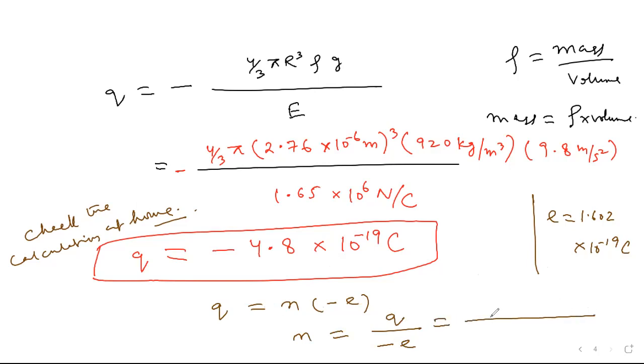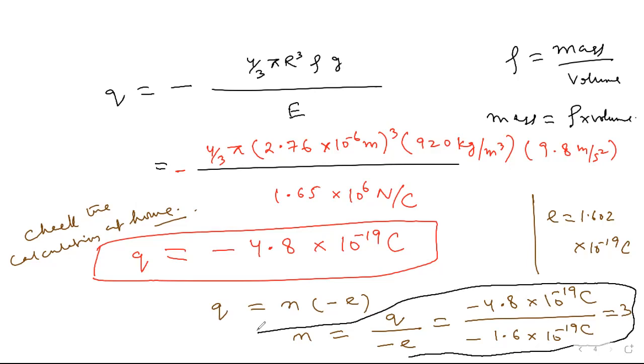Let us put the numbers. Q is minus 4.8 into 10 raised power minus 19 coulomb. Minus e is minus 1.6 into 10 raised power minus 19 coulomb. Q divided by minus e: minus 4.8 into 10 raised power minus 19 coulomb over minus 1.6 into 10 raised power minus 19 coulomb. When we solve it, it turns out to be 3. Let me encircle it. So conclusion is that the charge on the drop is 3 electronic charges or 3 elementary charges, right? So this completes our part A.